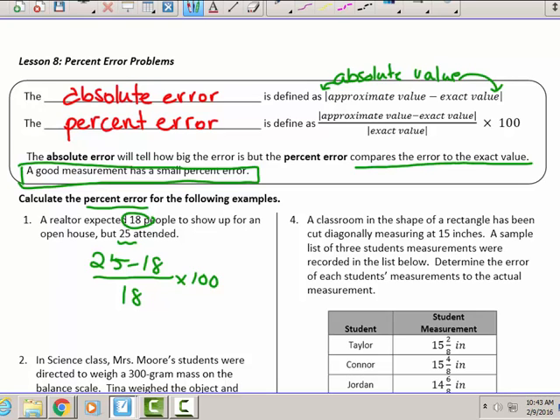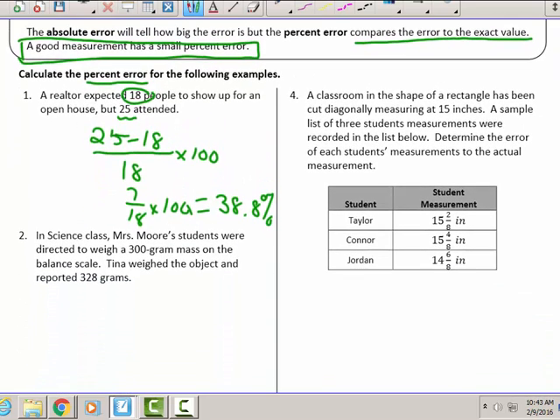So if I do that, right, so 25 minus 18 is 7, and then 7 divided by 18 times 100. So that gives me a percent error of 38.8%. So in other words, her estimate was off by 38.8%. Or what actually happened, I should say.